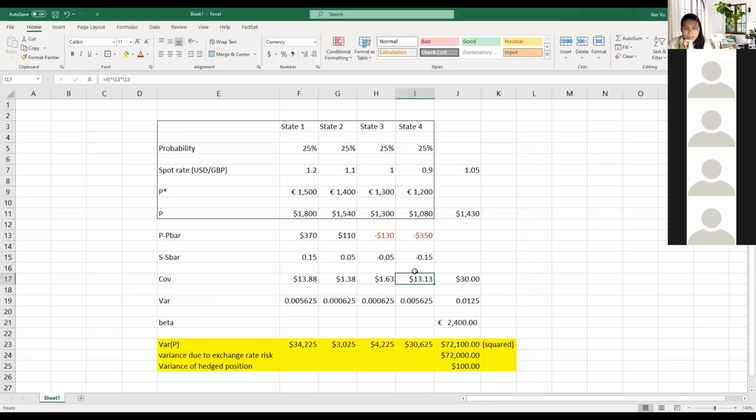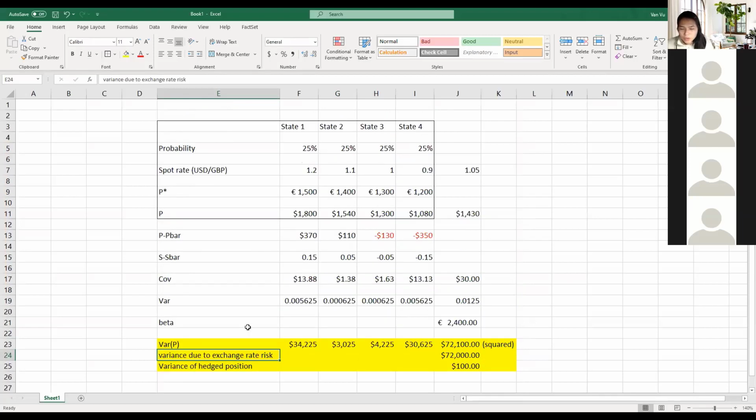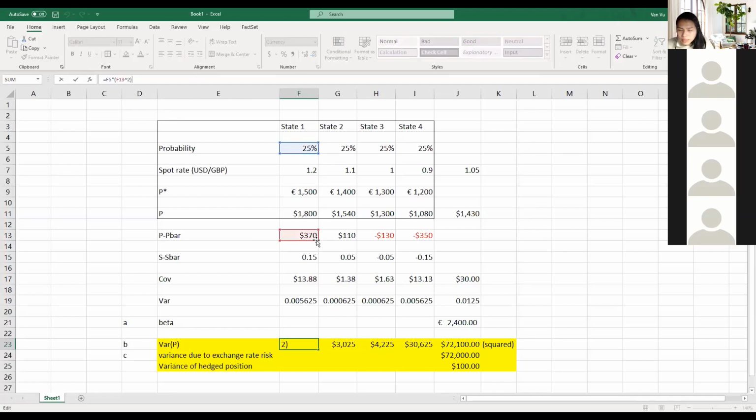Okay, so if we are ready, I want to talk about questions B and C. If I use the same spreadsheet as before, when I computed the beta coefficient, I'm just going to write A here, B here, and C here. So for question B, I'm calculating the variance of P, the total variance of our position, using the formula that we wrote down on the slide before. So probability 1 times (P1 minus P bar) squared, and so on and so forth, for each of the states. For each state, I'm going to compute probability times (P minus P bar) squared. And then finally, to compute the variance of P, I simply sum all of these up.